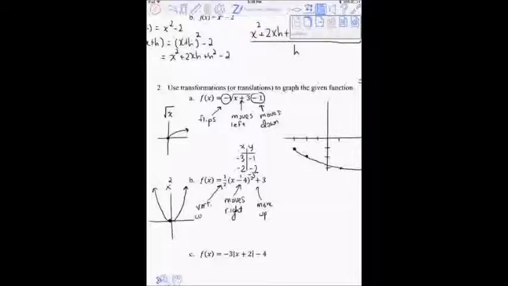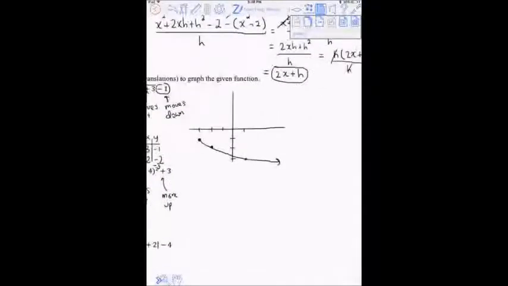So what you do is draw another graph. To the right 4 and up 3. So there's the vertex. Now, like with the last one, I'm going to just graph a couple of points. I already know the vertex is the point 4, 3.